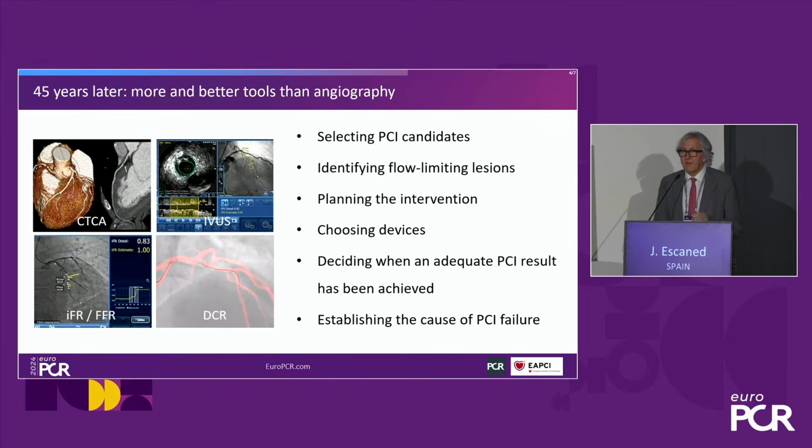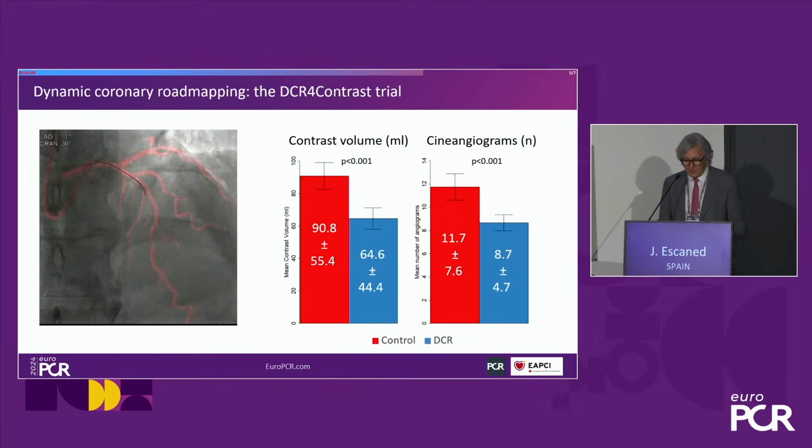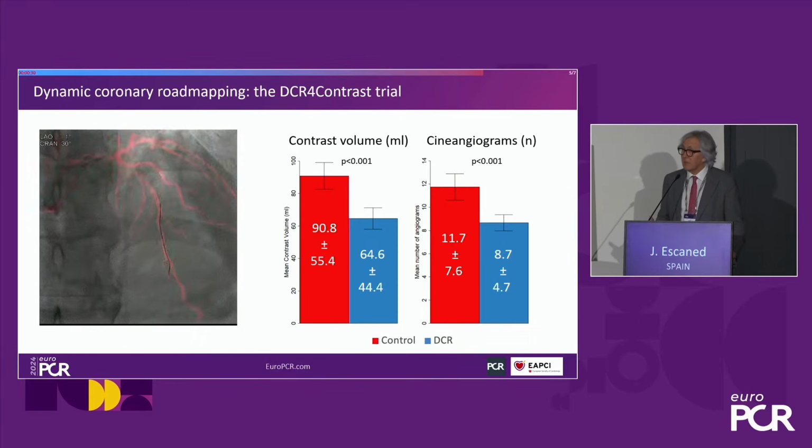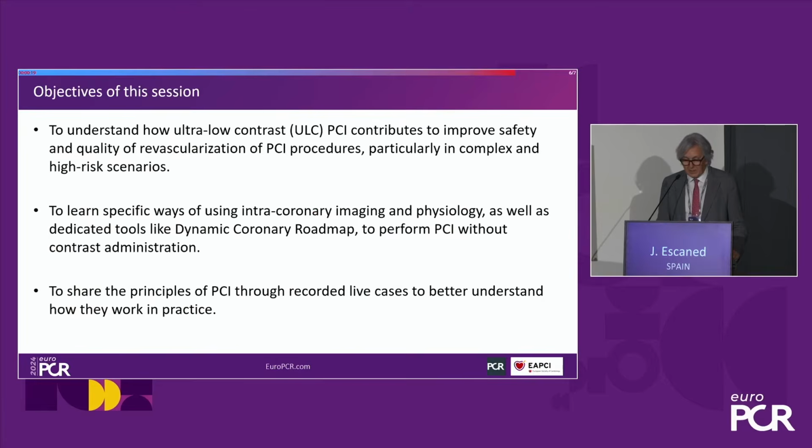Some of these tools have actually been developed to avoid performing contrast opacification, and I must, for example, refer to this dynamic coronary road mapping tool that generates a dynamic mask of the coronary arteries based on a single contrast injection and that, as you can see here from the results of the DCR for contrast trial presented last year at EuroPCR, contributes to spare the amount of injections and the amount of contrast that you need to perform PCI.